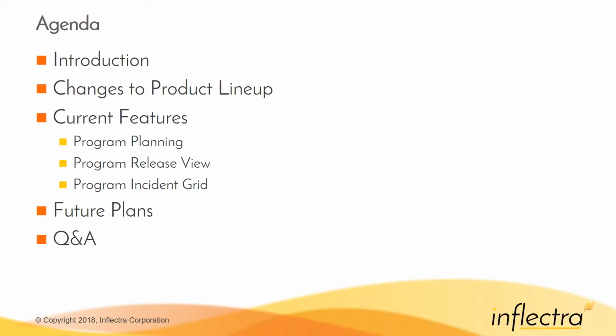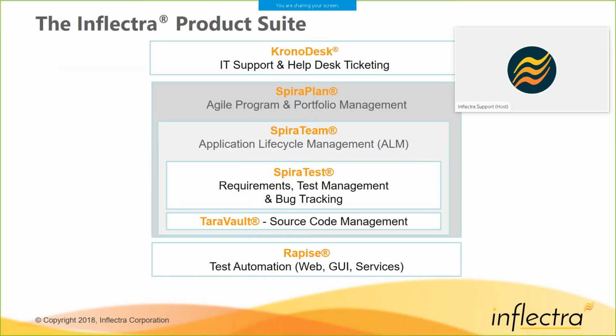So what we'll be doing first of all is looking at the new changes we've made to our product lineup, how we've changed the lineup of SpiraTest, SpiraTeam, and SpiraPlan. We'll look at then some of the new features we released in version 5.4 of SpiraPlan, specifically the program planning view, the release view across different projects, and the cross-project incident view. After that, we'll be talking about some of the big plans we have for this year and next year in the SpiraPlan family.